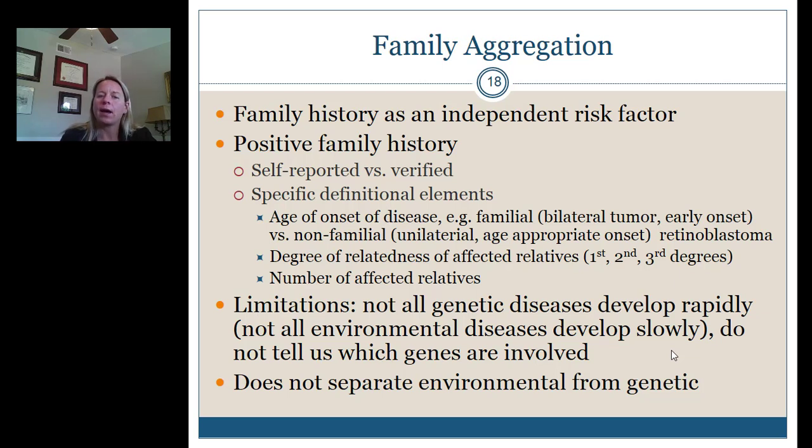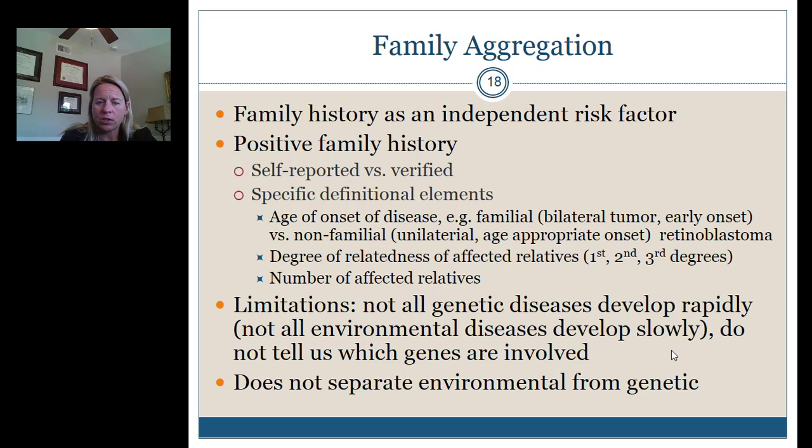Another way we look at relationships in families is the degree of relatedness of affected individuals in the family who have the disease. So we'll look at people who are first, second, third generation members and look at whether or not they have the disease. That's a very simplistic approach, but again, this is the initial way of looking for patterns of familial representation of a disease. And then obviously we'll look at the number of affected individuals in a family.